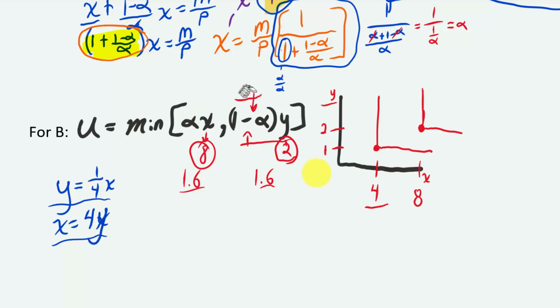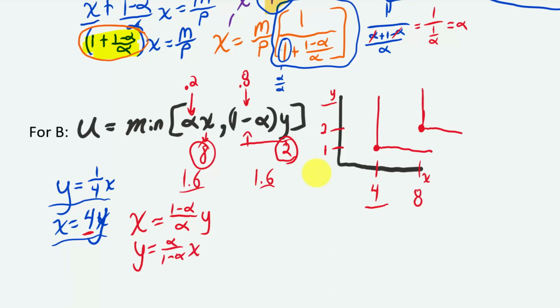Well, since we said that here alpha is going to be 0.2 and 1 minus alpha therefore is going to be 0.8, when we do this solution for x, the amount of x is going to be equal to 1 minus alpha over alpha y. Again, 0.8 over 0.2 would give us that 4y there. Or we could write it as y equals alpha over 1 minus alpha x.